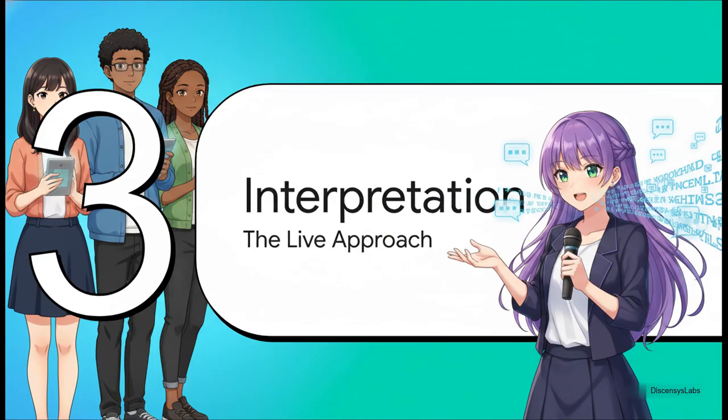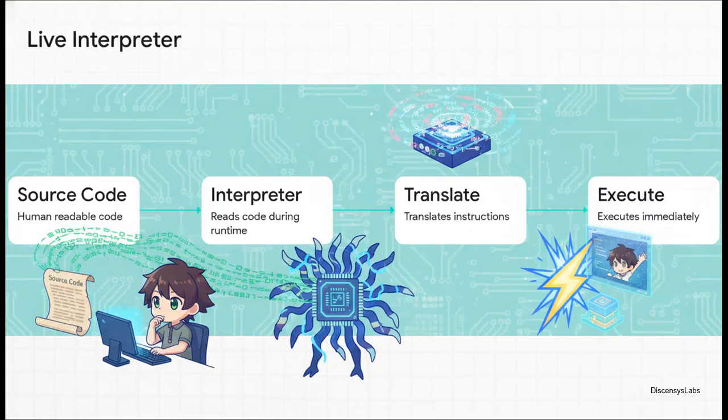Moving on to part 3, interpretation, the live approach. If compilation is translating a book ahead of time, interpretation is basically having a live translator standing right next to you, frantically translating every sentence one by one as you speak. Instead of building a massive executable up front, you just hand your source code directly to an interpreter. While the program is running, the interpreter continuously reads the code, translates the instructions, and fires them off immediately, line by line.